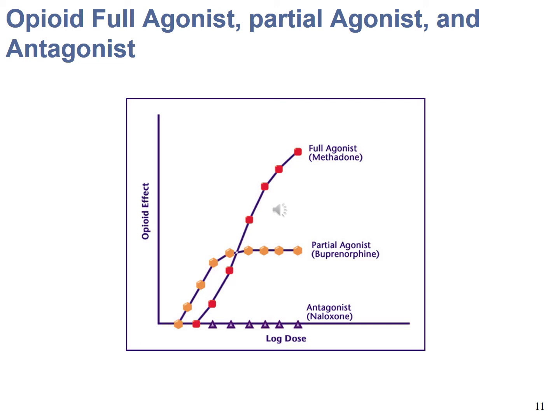So in that case you have no response, because on the y-axis naloxone is totally flat. You increase the dose on the x-axis, and you have no peak. The dose response is flat because it has no opioid effect, and that's an antagonist.